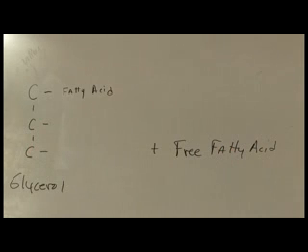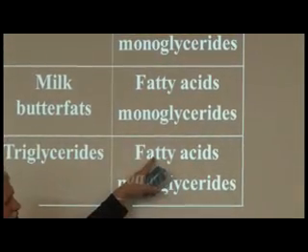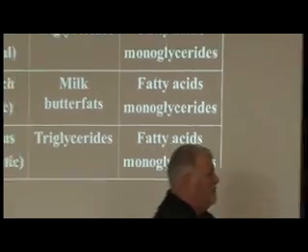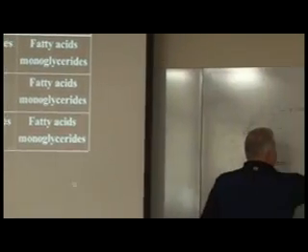So notice that in our product column right now, we have monoglycerides plus fatty acids. So just remember that for each triglyceride we started with, we would end up with 1 monoglyceride and 2 fatty acids. So we would end up with 2 of these for every monoglyceride that we started with.